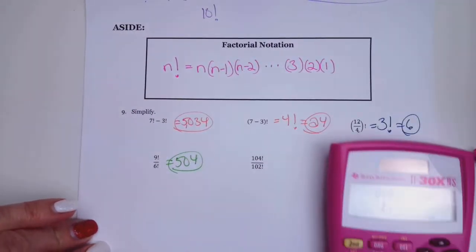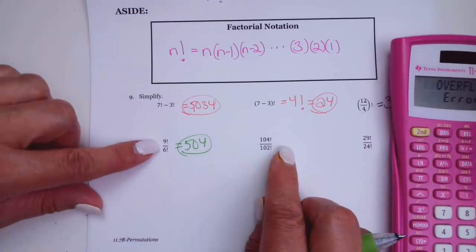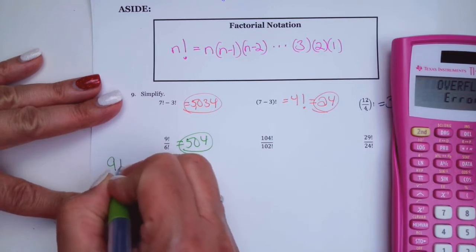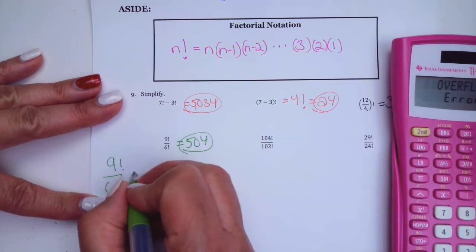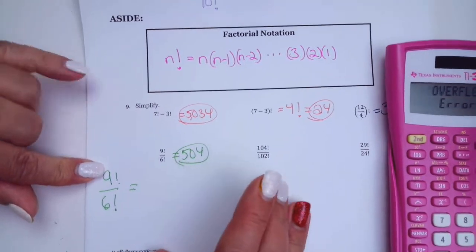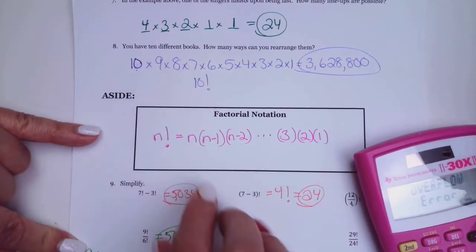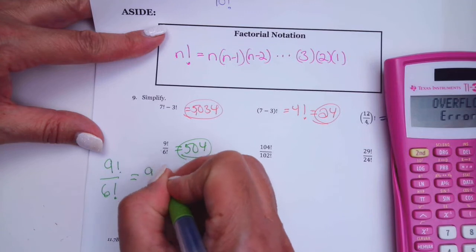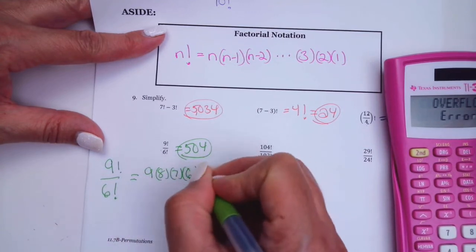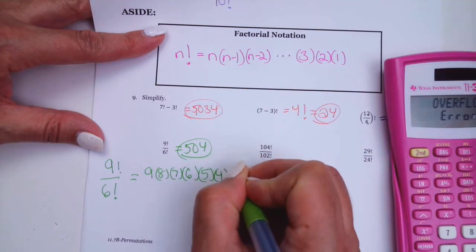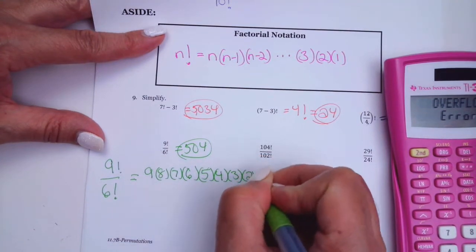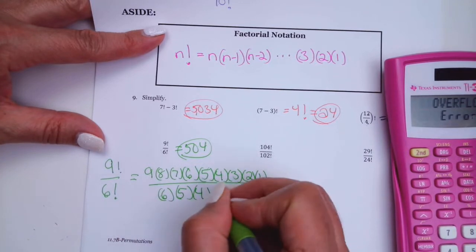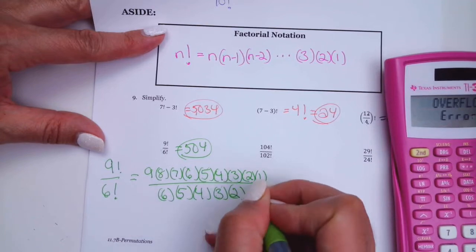So I'm going to show you a way that we can actually do it. We're going to take this one first and look at it. So the 9 factorial over 6 factorial, I can actually write it out like we did here. So I can do 9 times 8 times 7 times 6 times 5 times 4 times 3 times 2 times 1 divided by 6 times 5 times 4 times 3 times 2 times 1.